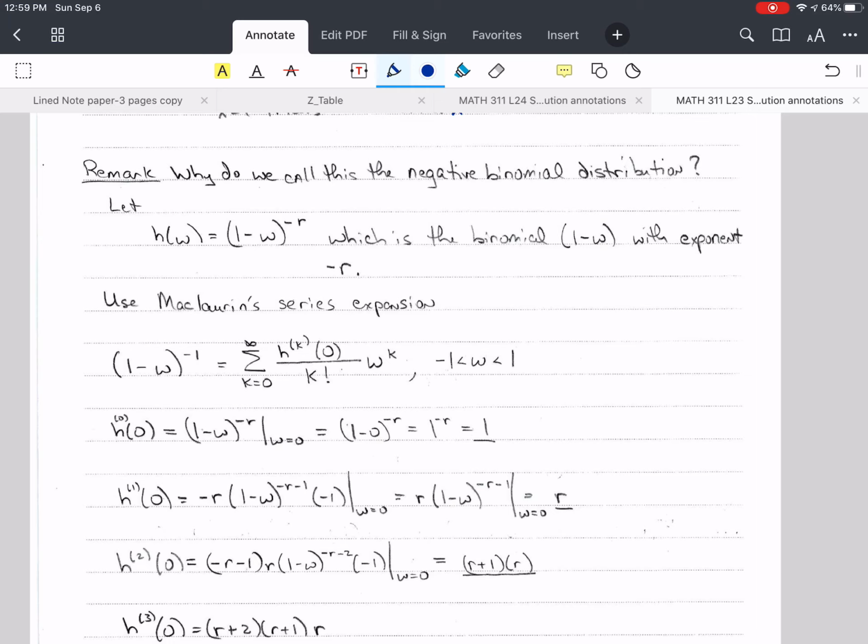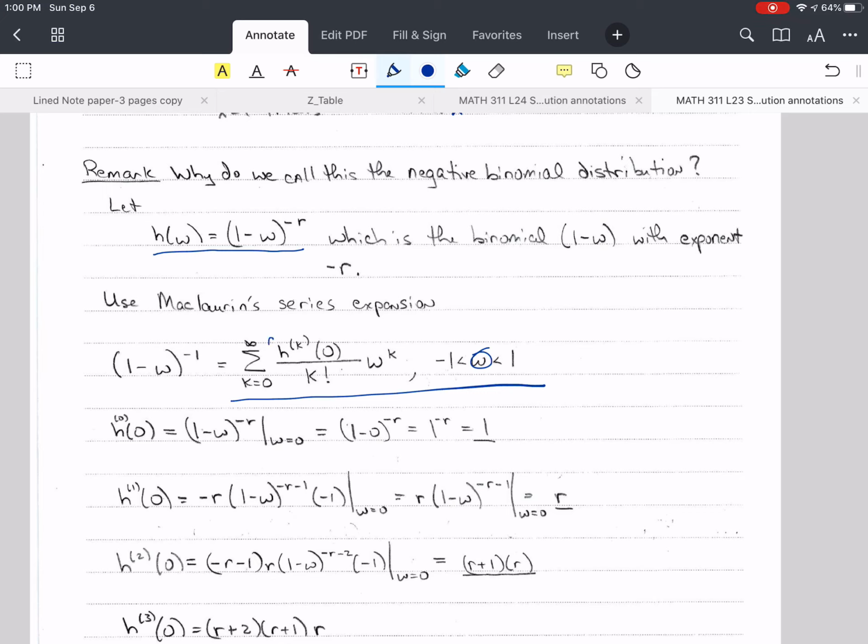Why do we call this the negative binomial distribution? That might be a question you're having. That was the first question I had when I first saw the distribution. I didn't see any negative exponents. And so here is a binomial, 1 minus w, to the negative exponent r. We're going to use a Maclaurin series and expand this. And so the Maclaurin series is given here. Now this only converges when w is between -1 and +1.